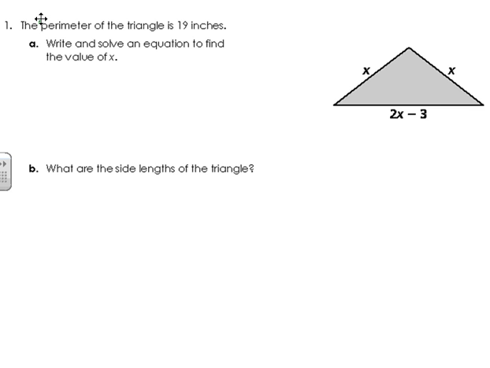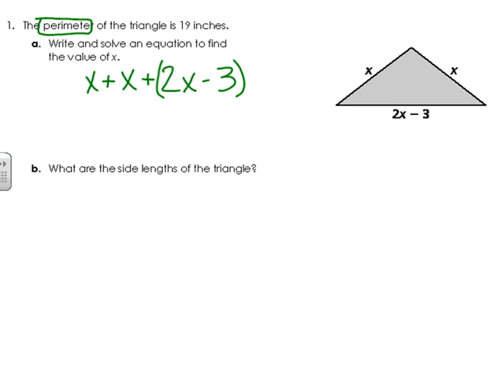Perimeter tells us that we need to add up all of the sides. So I'm going to write an expression for all of the side lengths. So we have x plus x plus 2x minus 3. I'm going to put that in parentheses. It's not entirely mandatory that it's in parentheses. It just means that that's its separate side length. It still means addition because we have the addition symbol there. Now to make it an equation, I'm going to put in an equal sign. And the other side is 19 inches.